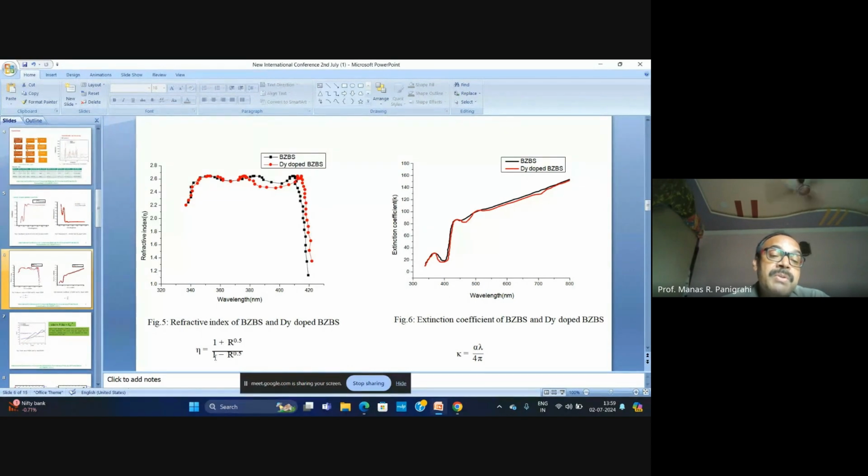Now the extinction coefficient, here we find out the refractive index with this parameter. This is the reflectance, and here K is alpha by 4 pi, right? Here you can see the extinction coefficient from this particular region, almost around 500 nanometer wavelength. The extinction coefficient is almost linear, and it goes off, right?